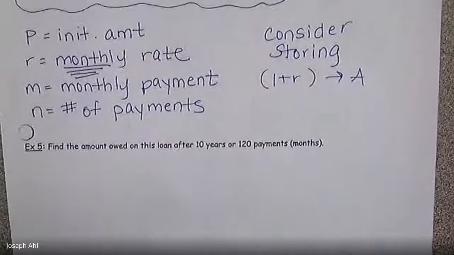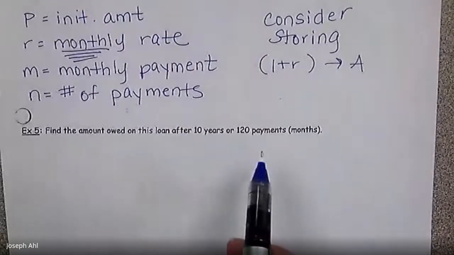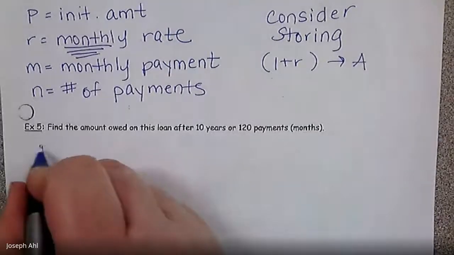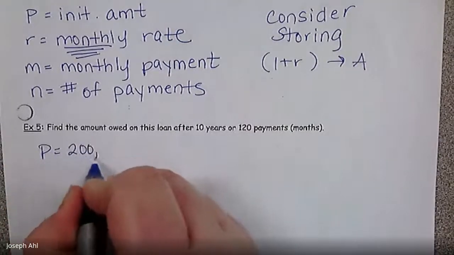So for our last example, find the amount owed on this loan after 10 years. The loan that I'm talking about is the loan from the very first example today. The initial amount that we owe is $200,000. That's capital P.